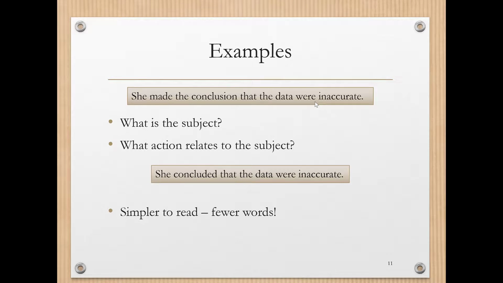She made the conclusion that the data were inaccurate. Again, what's the subject? It's easier to say that the subject here is she. What action relates to the subject? Well, it's clearly the verb to conclude. We're actually making a conclusion. We're embedding the verb in a nominalization here. So we can simplify here again and make the action clearer by simply saying she concluded that the data were inaccurate. Again, simpler to read and fewer words. And again, what's this 8-word test?